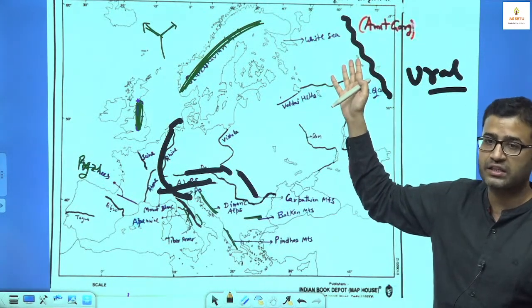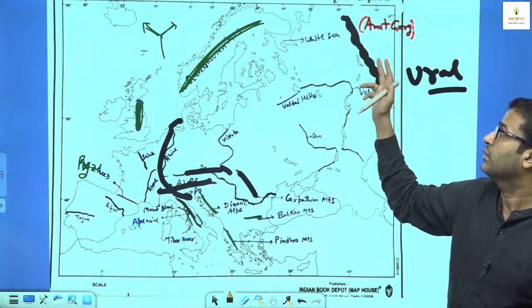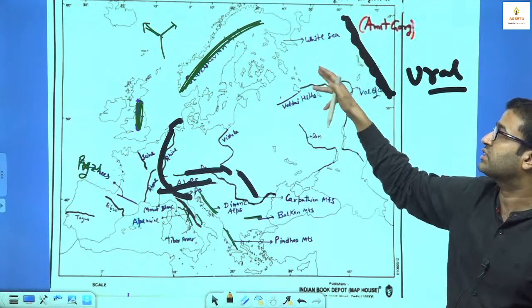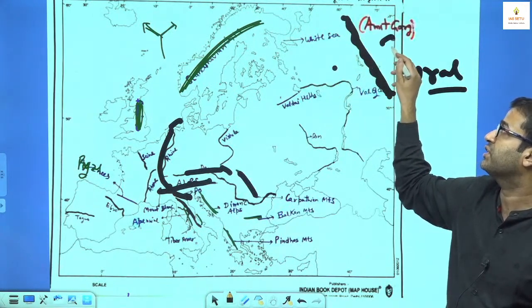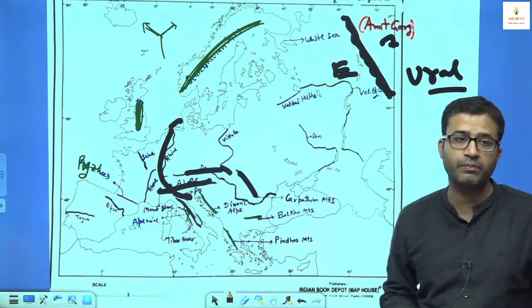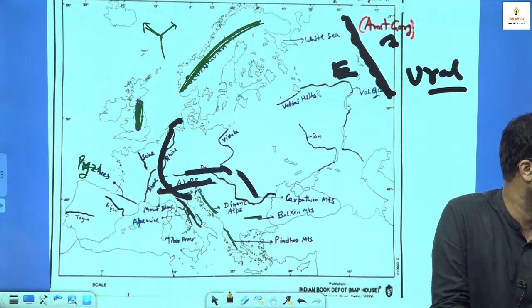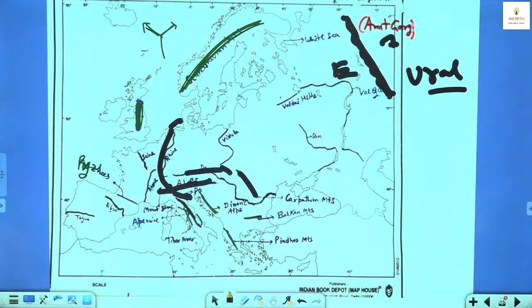Russia is a very large country. So here this Ural lies in Russia. It divides Asia this side and Europe this side. So you write Ural. It makes a natural boundary between Asia and Europe. Ural के लिए लिख दो. It makes a natural boundary between Asia and Europe.